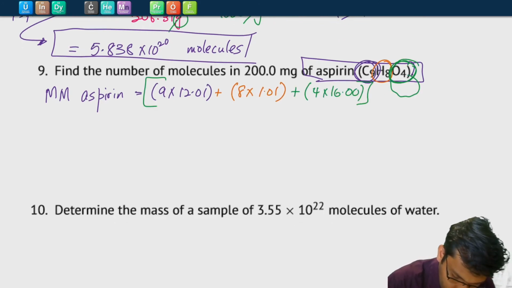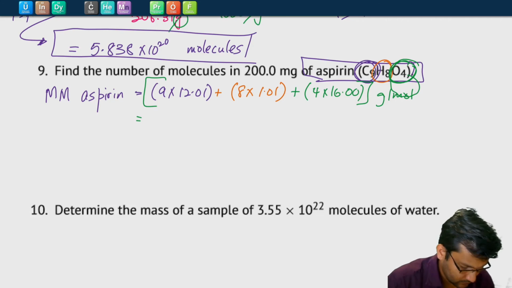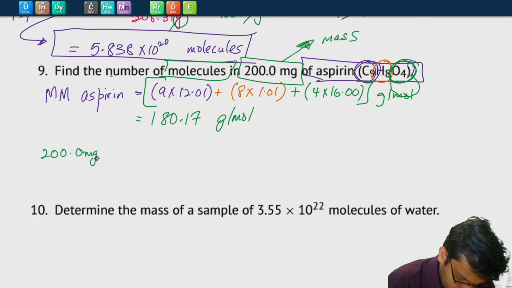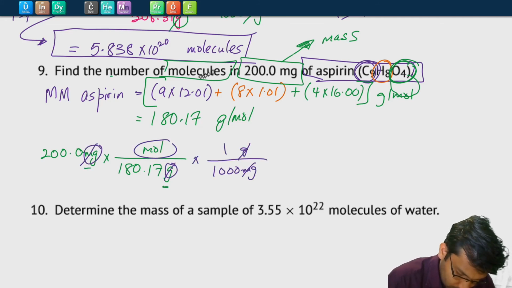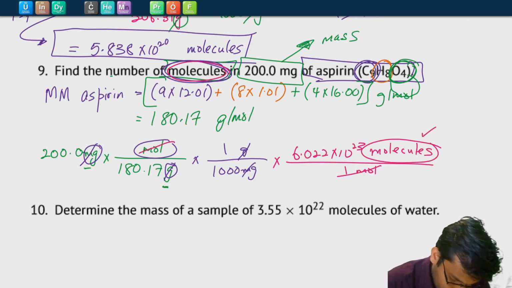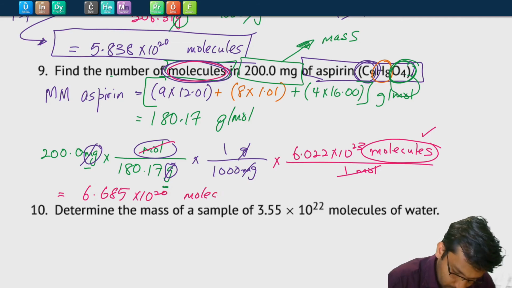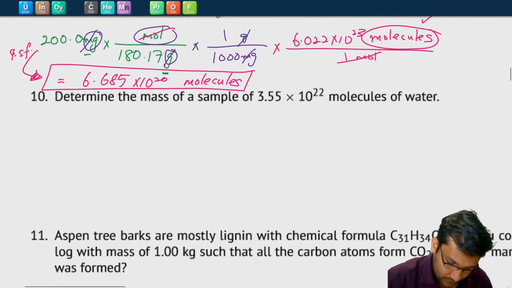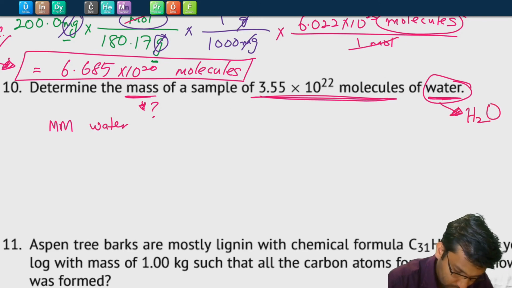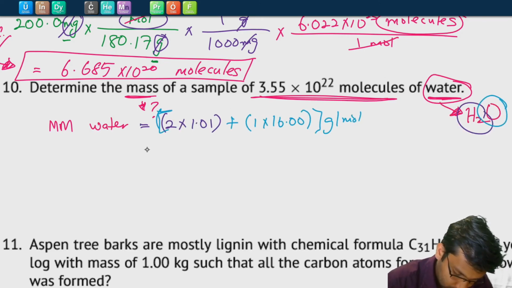The same for number 9. We have a mass of aspirin, but to convert it to number of molecules, we need to figure out what the molar mass of aspirin is. We just look up the atomic masses and add them all up. We get 180 grams per mole. Again, in this example, we have milligrams, so we need to make sure we convert milligrams to grams before we can convert grams to number of moles. And then we can use Avogadro's number again to solve for number of molecules. Just always make sure that your significant figures match.